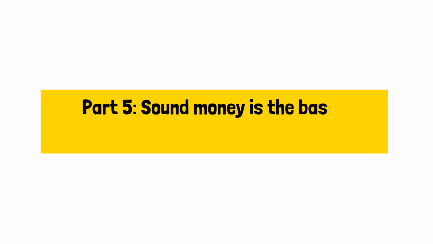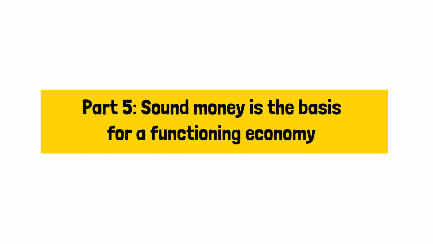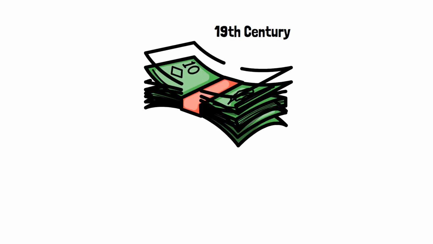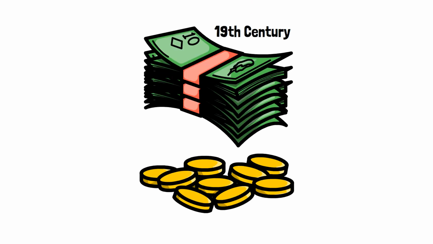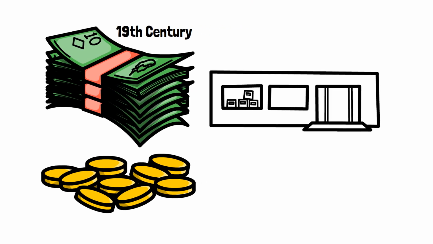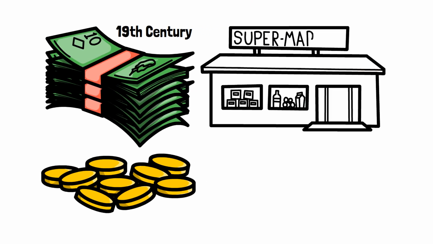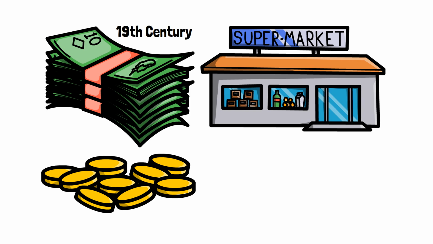Now let us continue where we left off since we're up to speed. Part 5. Sound money is the basis for a functioning economy. The pinnacle of sound money was reached in the 19th century when paper currency was backed by gold, a precious metal embraced by the free market for its intrinsic qualities as a reliable store of value. This foundation facilitated an era of unprecedented prosperity. Let's delve deeper into how this system operated.